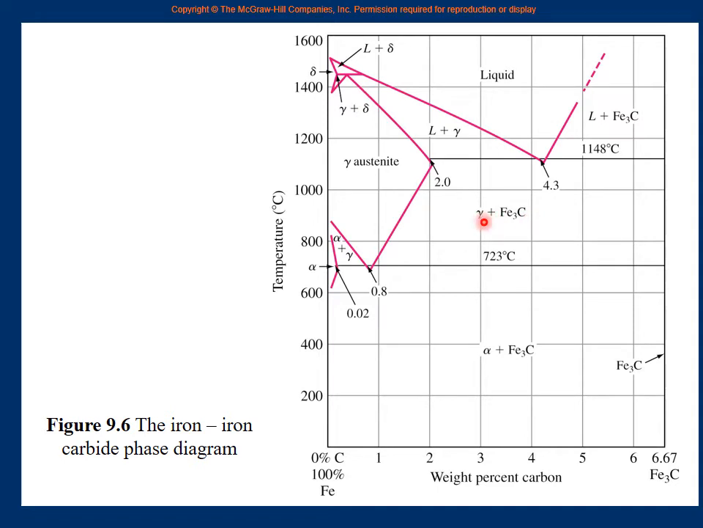Right? Gamma phase and iron carbide phase. So liquid changes into two solids, austenite and cementite, at this point. This point is 4.3% carbon and the temperature is 1148 Celsius, right? So at this composition and this temperature, 4.3% carbon with iron and 1148 Celsius, the eutectic reaction takes place. All the liquid changes into austenite gamma and cementite iron carbide.